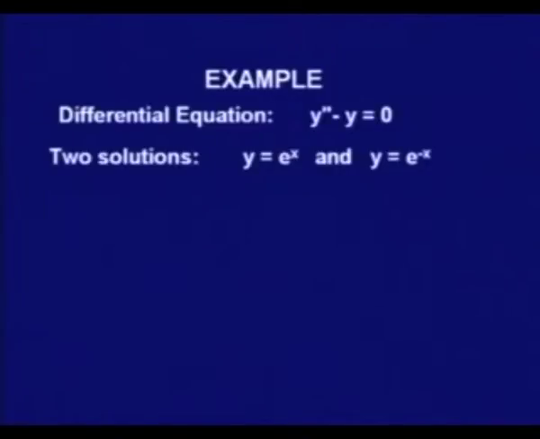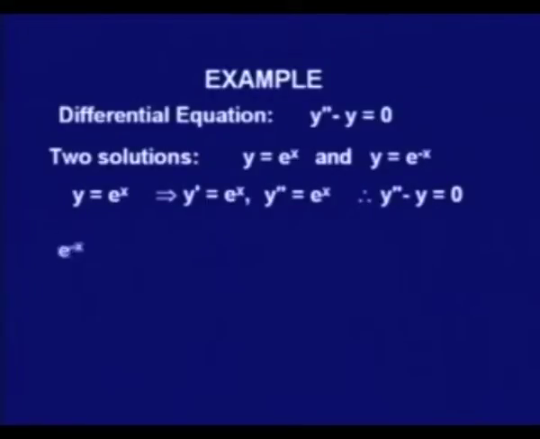First take y equal to e to the power x. Then y dash would also be e to the power x, and y double dash will also be e to the power x. So we are getting y double dash and y the same. So we will satisfy the equation y double dash minus y equal to 0. So this is a solution.